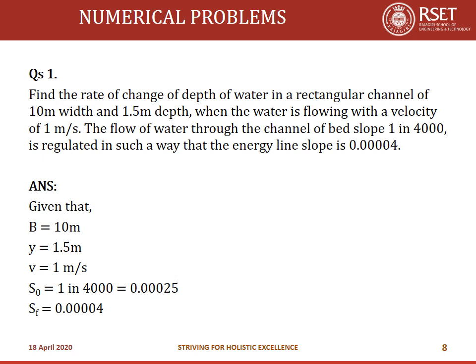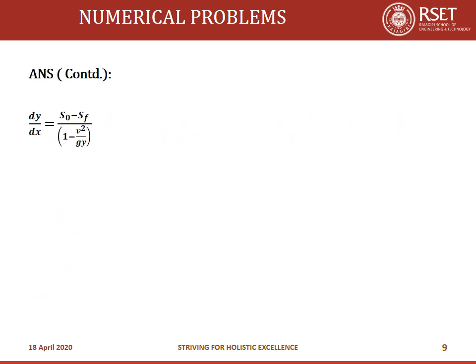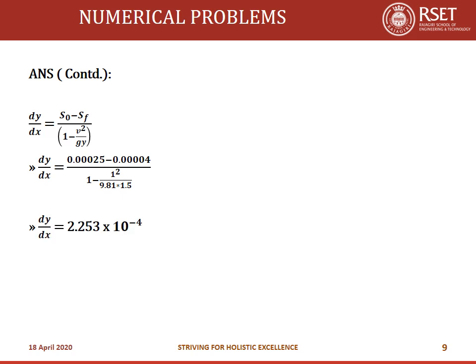Now these can be directly used in order to solve for dy by dx, because the question is asking us to find the rate of change of depth of water. That is nothing but dy by dx. So I am going to use the formula dy by dx is equal to S naught minus Sf divided by 1 minus V squared by g y. I am going to use this formula because I already know V and y. So using this formula, I will be able to get the answer very quickly. S naught is given, Sf is given, velocity and depth are given. Everything can be substituted as shown, and you will end up getting dy by dx is equal to 2.253 into 10 raised to minus 4.